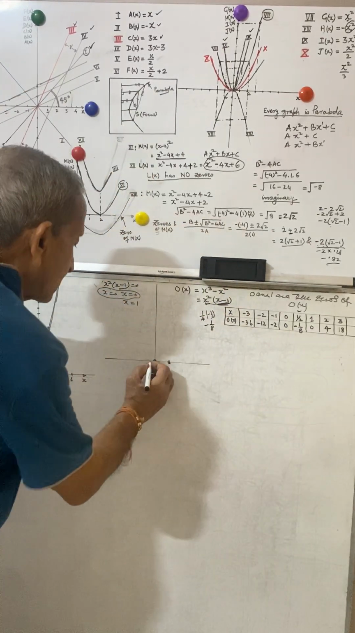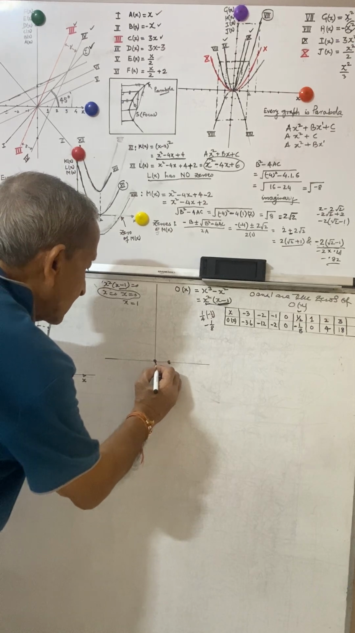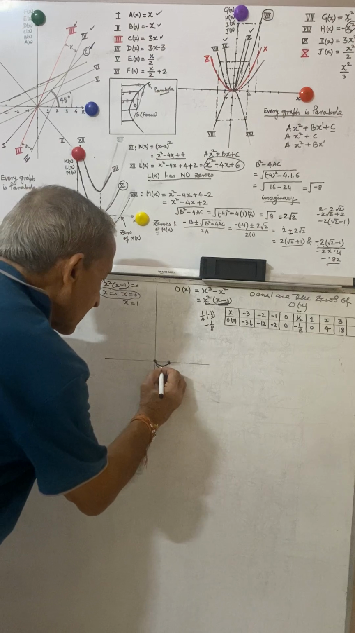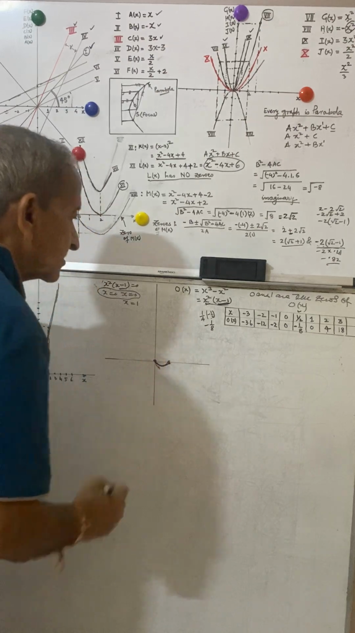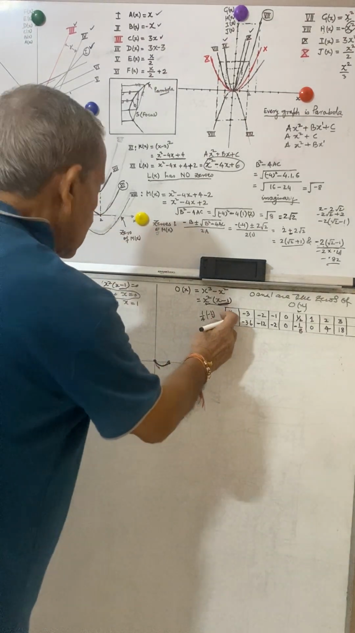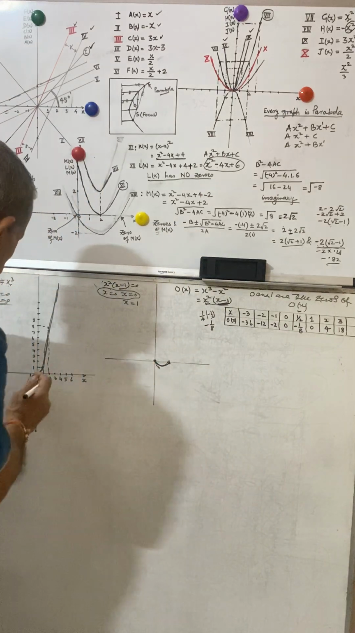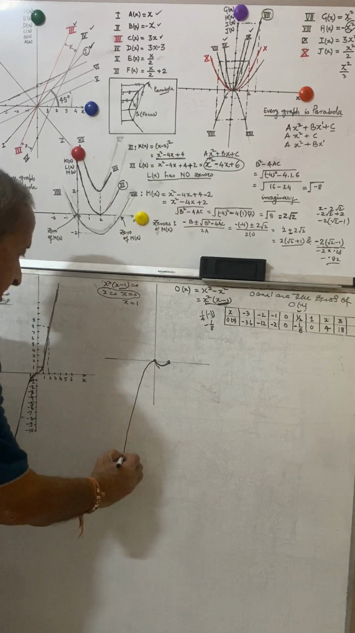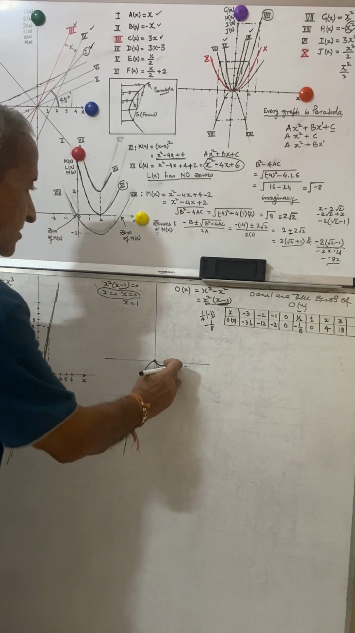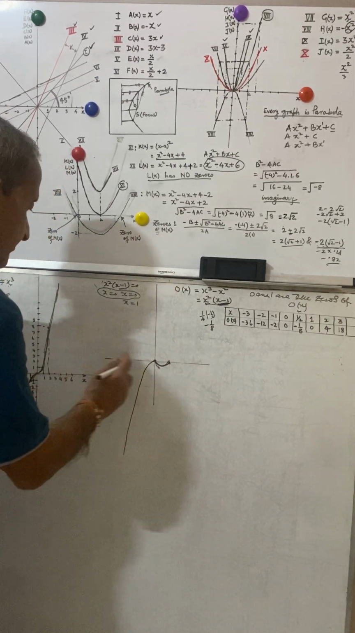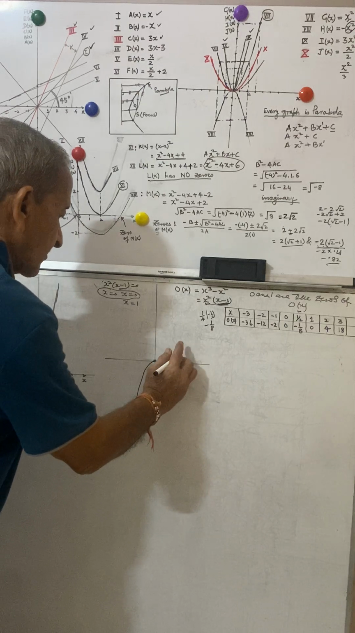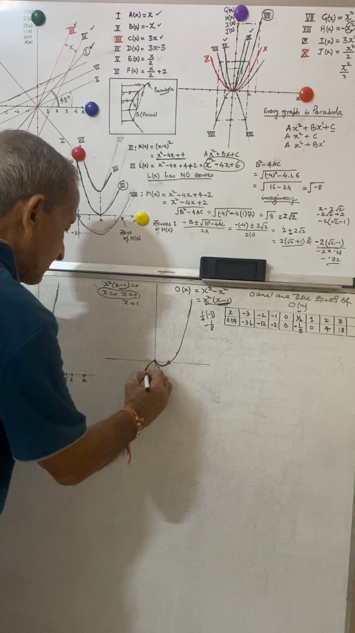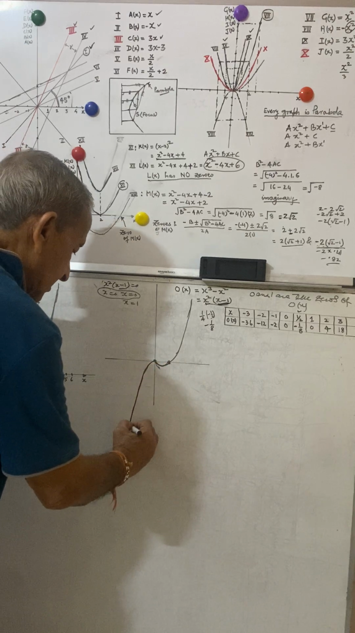It means the graph will be like this. It will go this way. And here, on this side, it will be just like this, and here, this will be just like this. You can plot it on your graph paper and see what shape it is.